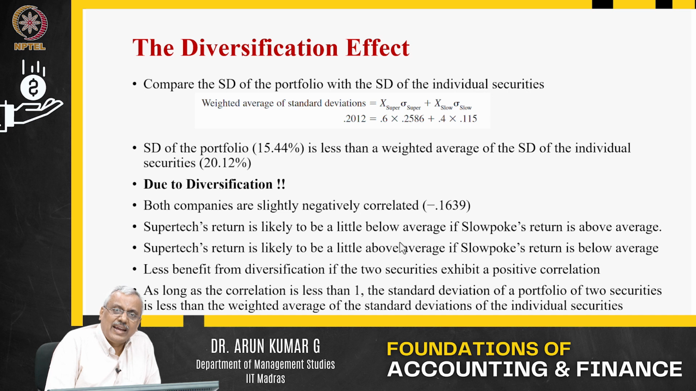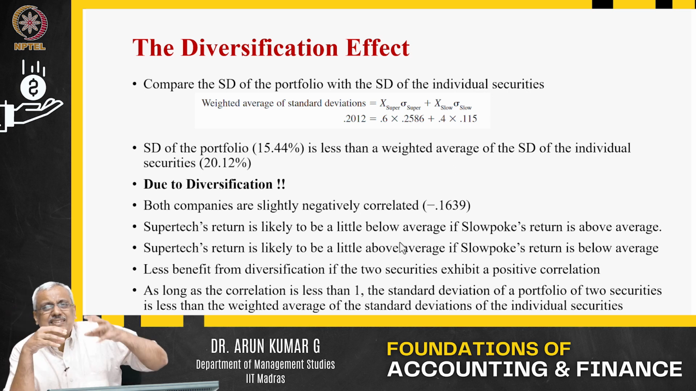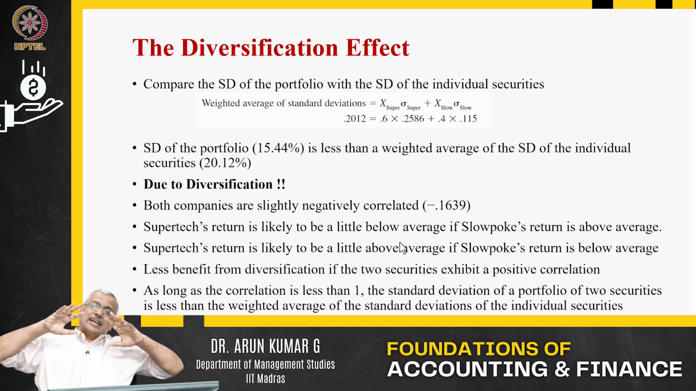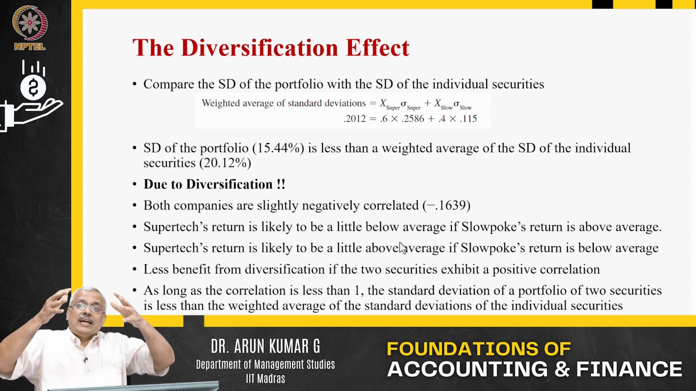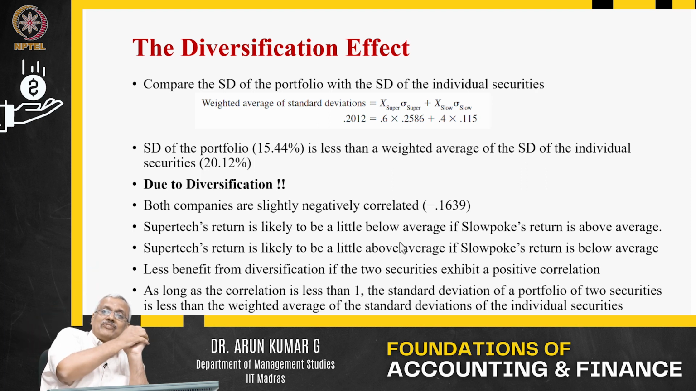Supertech's return is likely to be a little below average if Snowpark's return is above the average out there. That is, they move in the opposite direction. Supertech's return is likely to be slightly above average if Snowpark's return is below average. There is less benefit from diversification of two securities if both the securities exhibit positive correlation, and that is what the third statement says.